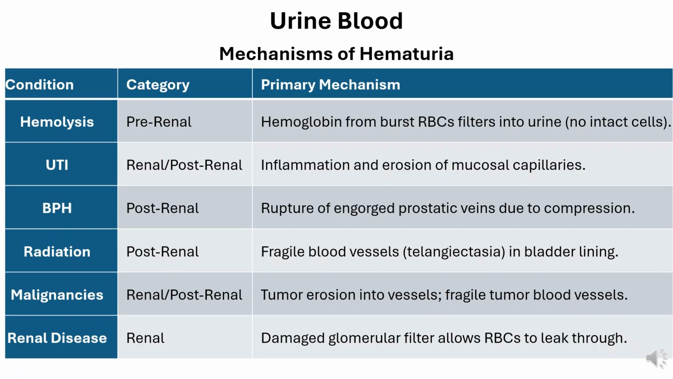4. Radiation cystitis is damage from cancer treatment. Besides direct tissue damage to the DNA and blood vessels of the bladder lining, over time, months to years later, fragile, abnormal blood vessels form in the bladder wall. These vessels bleed easily. Telangiectasia and chronic inflammation make the bladder lining prone to ulceration and bleeding.